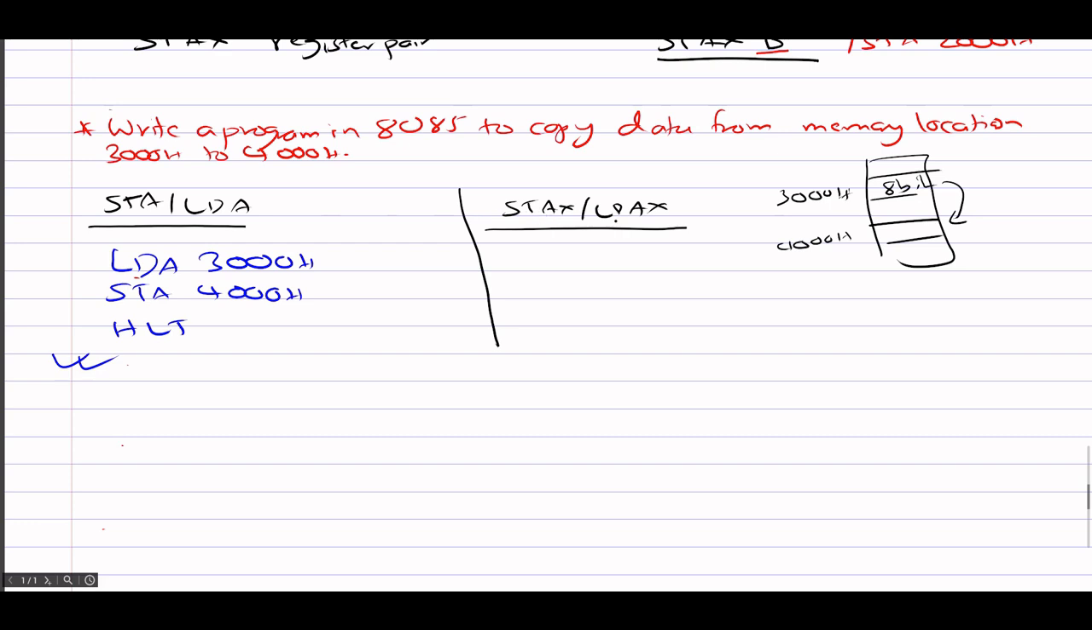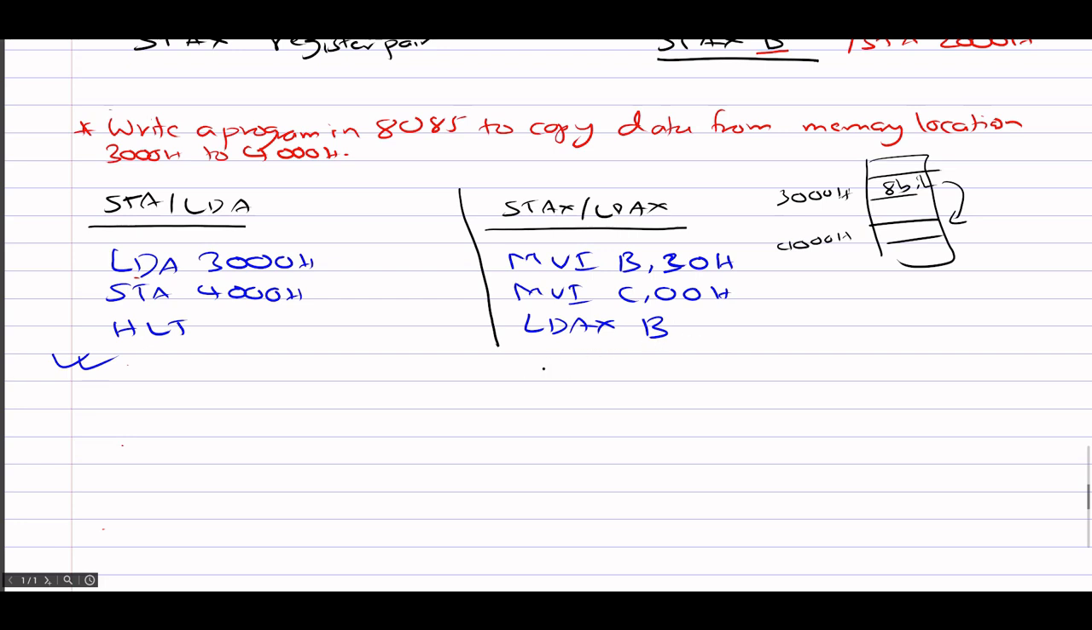We know that STAX and LDAX work in the same way as STA and LDA do. So solving this with LDAX, we're going to first load our address in any of the register pairs. Let's do this in the BC pair at first. MVI B, 30H, MVI C, 00H. Now we can load our data into the accumulator using LDAX B. So our data from memory address 3000H is in the accumulator.